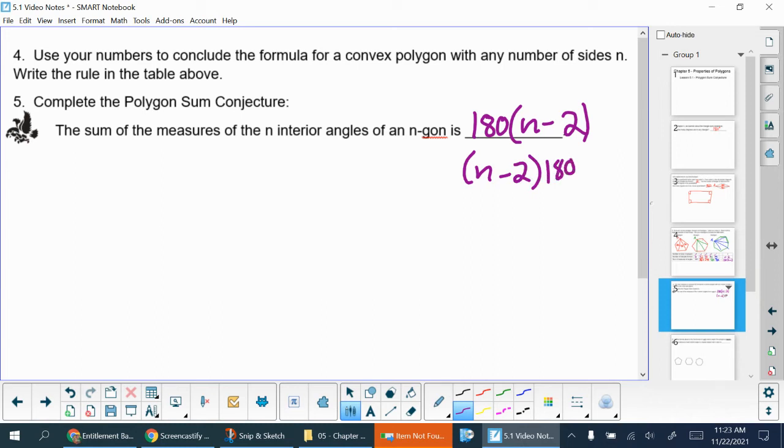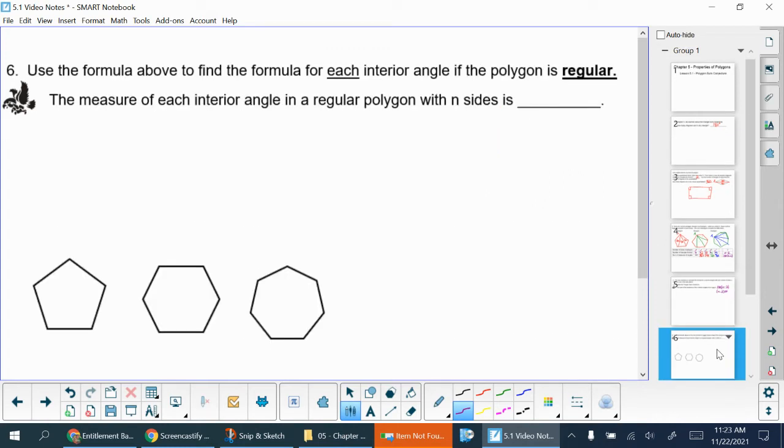Either way is fine with me, but take a second and put that into your formula sheet, your conjecture packet, that gold packet. Okay, so hopefully you have that added.